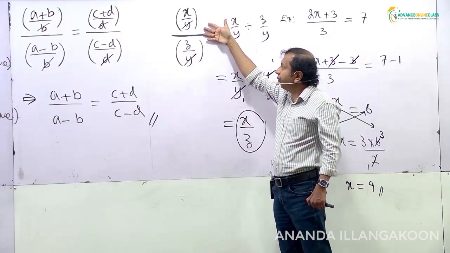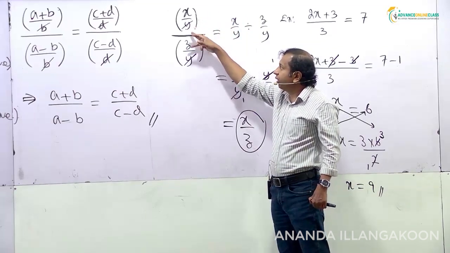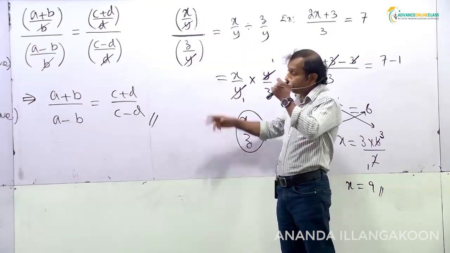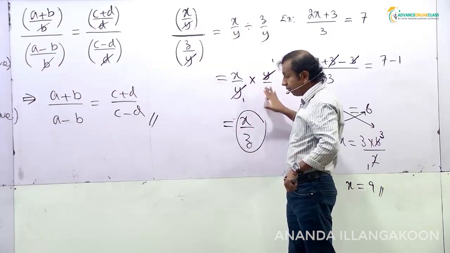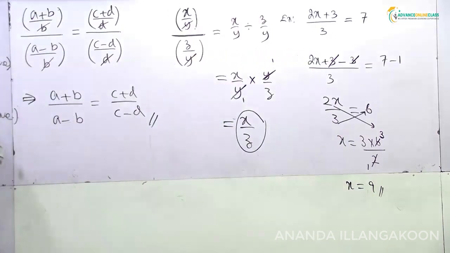Memorize these things. If you have a fraction like this, if these denominators are equal, they can be cancelled down and straight away we can take the answer. Okay, no need to write this way. Right, so this is how we prove the fifth one.